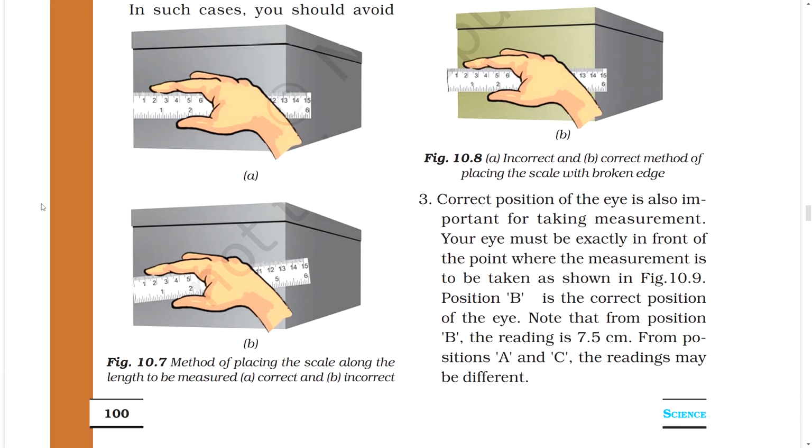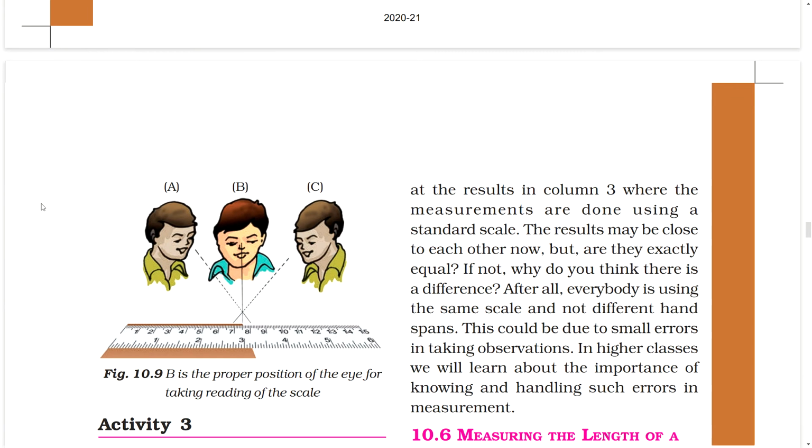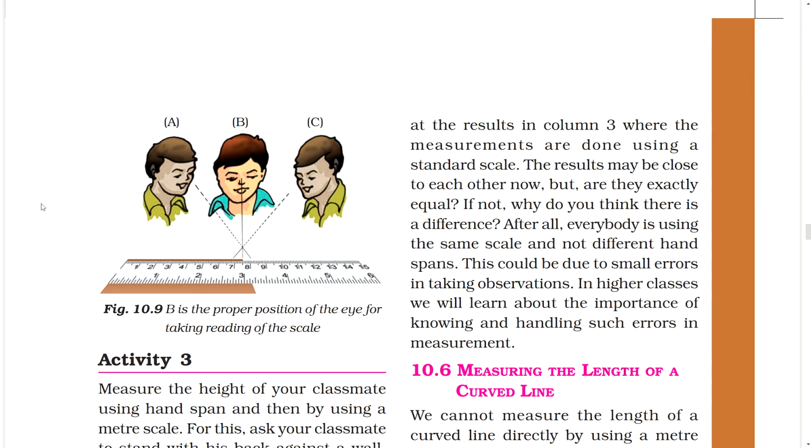3. Correct position of the eye is also important for taking measurement. Your eye must be exactly in front of the point where the measurement is to be taken as shown in the figure. Position B is the correct position of the eye. Note that from position B, the reading is 7.5 centimeter. From position A and C, the readings may be different. Figure 10.9b is the proper position of the eye for taking reading of the scale, A, B, C.